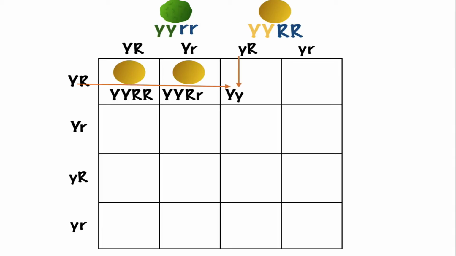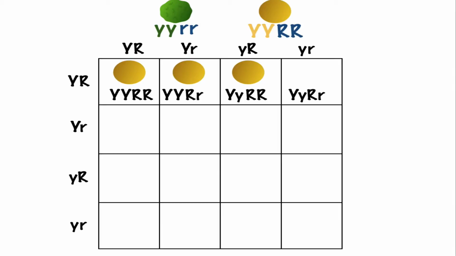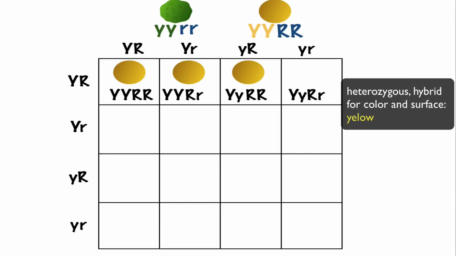Okay, and this time I have a heterozygous for color, but I still have that dominant allele, so you know it's going to be yellow. And then I have a homozygous dominant for surface, so it's definitely going to be round. Okay, and this time it's heterozygous for both color and for the surface, and it's still going to be yellow rounded.